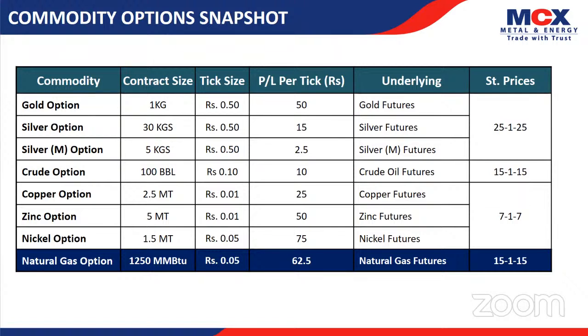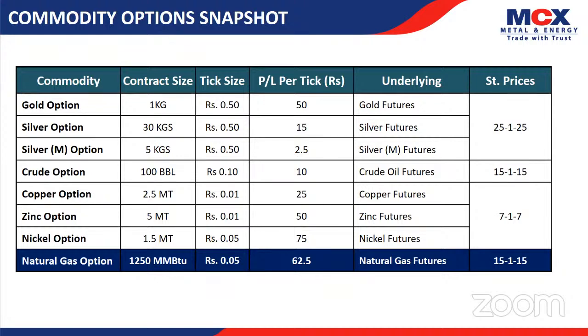We have gold options, silver mini, crude options, copper, zinc options, nickel and natural gas options with their respective contract size and their respective tick size. Per tick movement, what would be the profit and loss? For gold, it will be 50 rupees. Per tick movement, we'll have 50 rupees profit and loss on the contract.